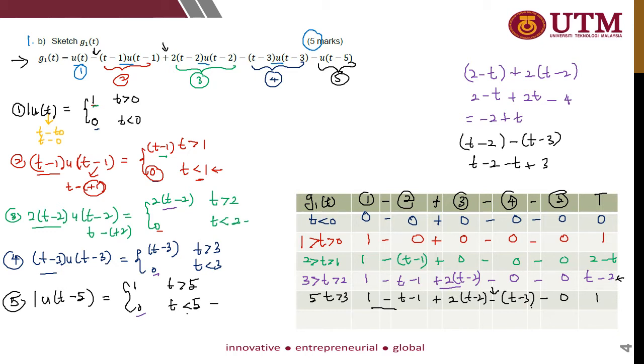Lastly, you have the maximum range, t larger than 5. So you have all the components: 1 minus (t minus 1) plus (2t minus 2) minus (t minus 3) minus the last component, whose magnitude when t is larger than 5 is 1. So it's 1 minus 1, which is 0. Now you already have all the totals. Lastly, you need to plot the magnitude based on the range of t.